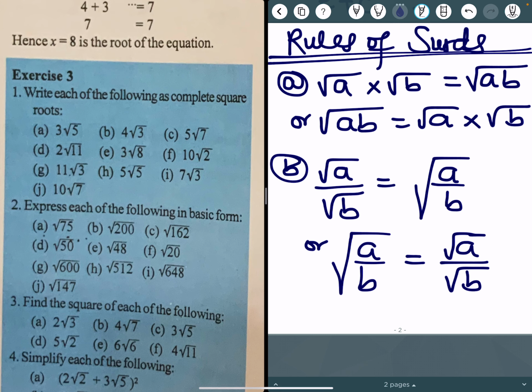Now, in dealing with surds, there are some basic rules we always use. The first one is that root A times root B is root AB. Also, root AB is root A times root B. The second rule: root A over root B is the same thing as root of A over B, or root of A over B is root A over root B. So we can simplify from left to right or from right to left, depending on what our problem looks like every time we come across it.